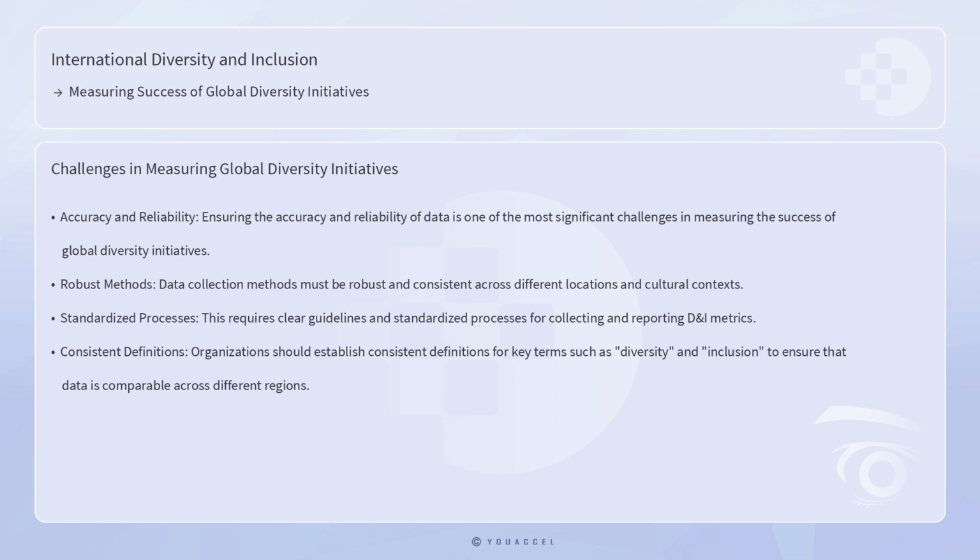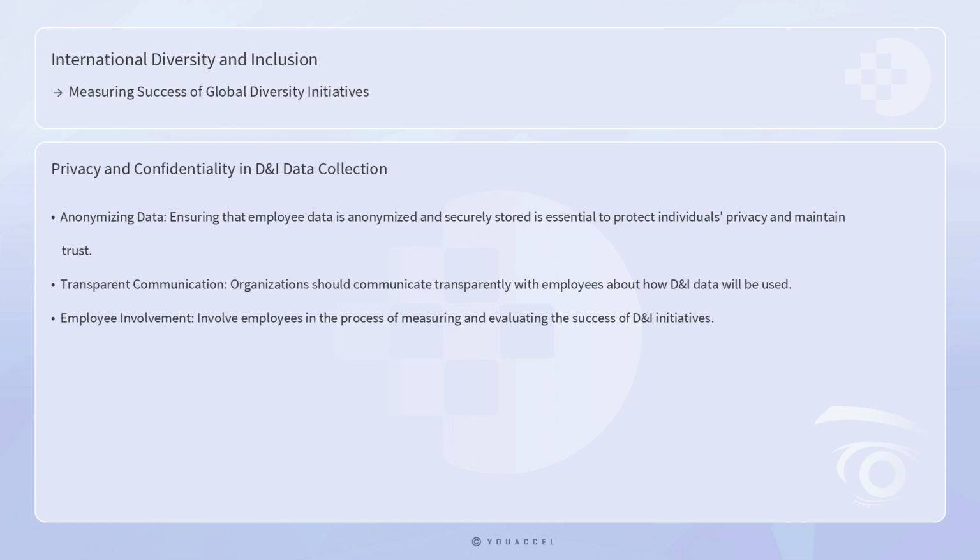One of the most significant challenges in measuring the success of global diversity initiatives is ensuring the accuracy and reliability of data. Data collection methods must be robust and consistent across different locations and cultural contexts. This requires clear guidelines and standardized processes for collecting and reporting D&I metrics. For instance, organizations should establish consistent definitions for key terms such as diversity and inclusion to ensure that data is comparable across different regions.